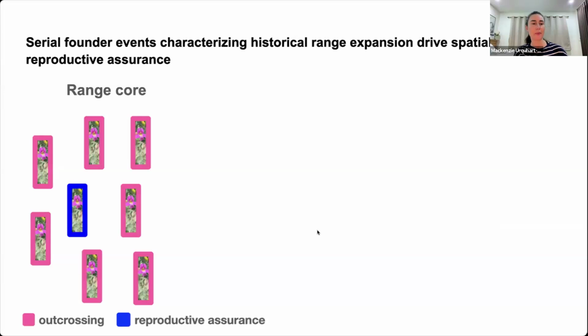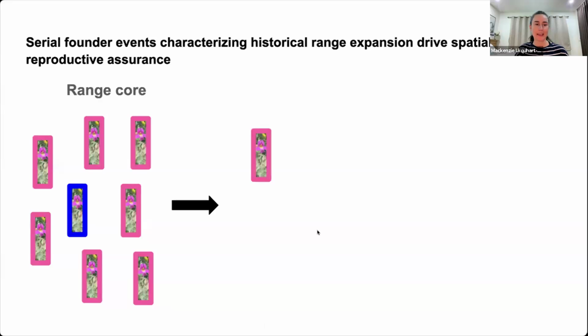So in this example, we have individuals who are outcrossing in pink, and those capable of reproductive assurance, such as autonomous selfing or clonal propagation in blue. And in this high-density range core, outcrossing individuals are expected to have a relative fitness advantage over self-compatible individuals due to the avoidance of inbreeding depression. However, during range expansion, if an individual incapable of reproductive assurance colonizes new habitat, it will not successfully establish since it cannot successfully reproduce on its own.